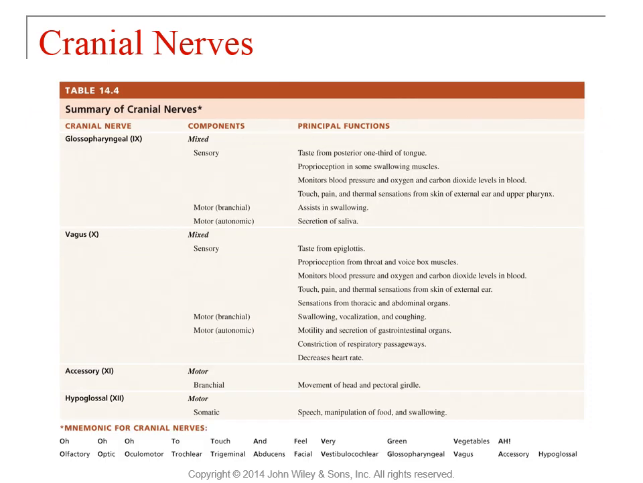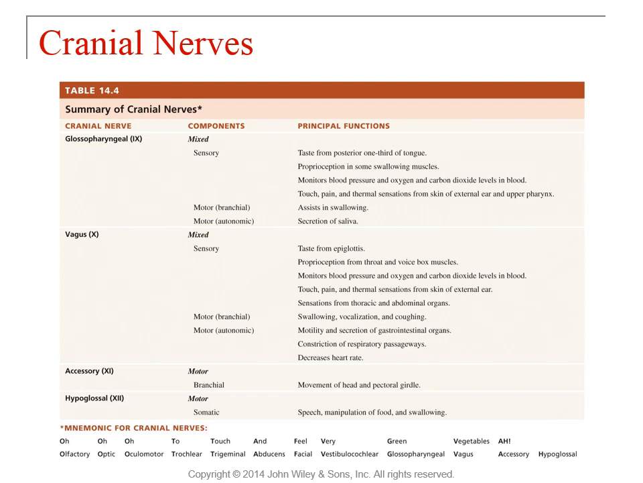Glossopharyngeal is going to be a mixed nerve. First, for sensory, it's going to basically innervate the taste for the posterior third of the tongue. Also proprioception in some swallowing muscles, so basically knowing where certain things are falling in through your throat. Also monitors blood pressure and oxygen and carbon dioxide levels in the blood. Also works on touch, pain, and thermal sensations in the ear and also the upper pharynx. For motor, it assists in swallowing, so most of your hyoid muscles, but also autonomic with secretion of saliva.